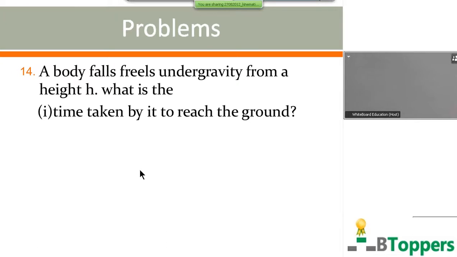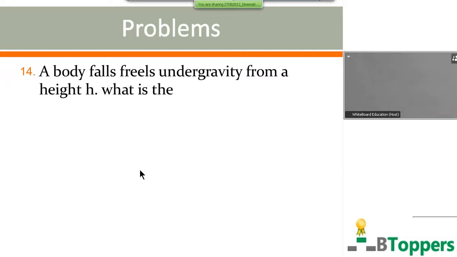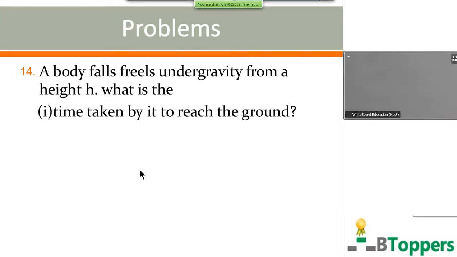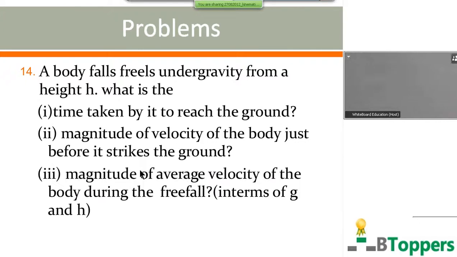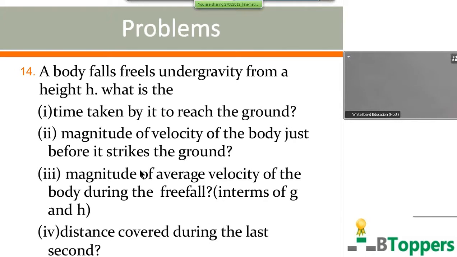A body falls freely under gravity from a height h. What is the first part of the question? Time taken to reach the ground. Second part of the question, magnitude of velocity of the body just before it strikes the ground. Third part of the question, magnitude of the average velocity of the body during the free fall in terms of g and h. All answers are supposed to be expressed in terms of g and h.